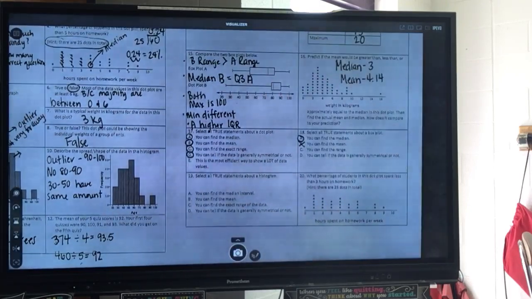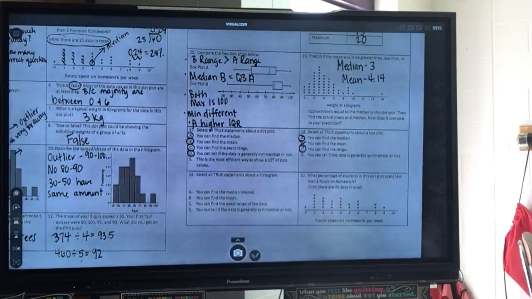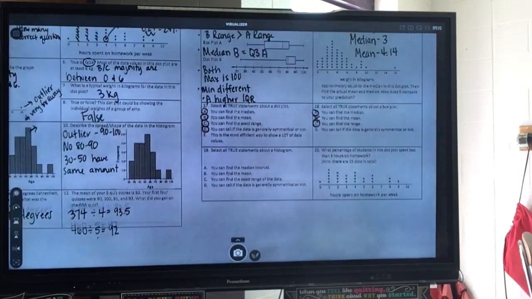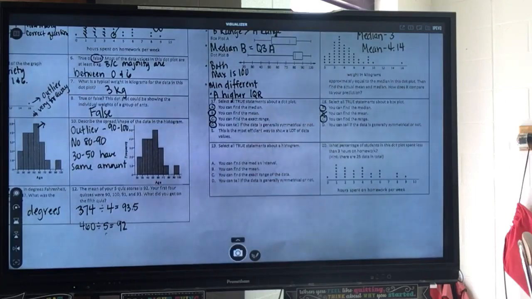All right, stand up if you can find a range. You can find the range, whether you're finding the IQR or the actual range itself. All right, and then stand up if you can tell the data is generally symmetrical or not. That is very true. You cannot, because it might look symmetrical, but there might be a whole lot of lower numbers to maybe 1 or 2 higher numbers. So you cannot tell.